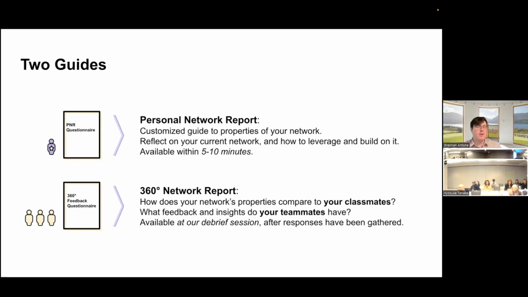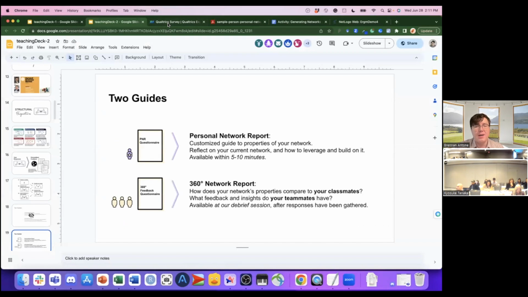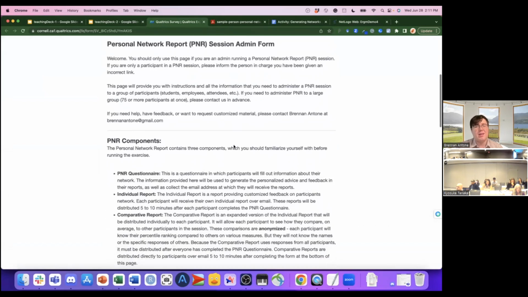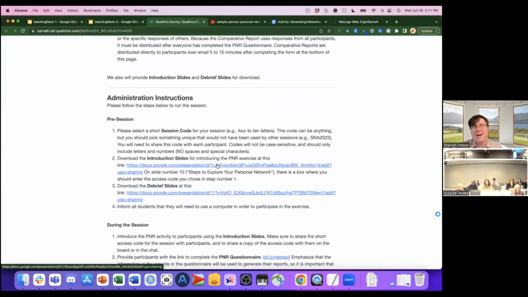So the process of running this is actually pretty simple. We have it all in one quick admin form. This is kind of the instructions you need. There's links to the introduction slides that you show before assigning the questionnaire, and there's a link to the debrief slides that you show afterwards. I'll go through those next.